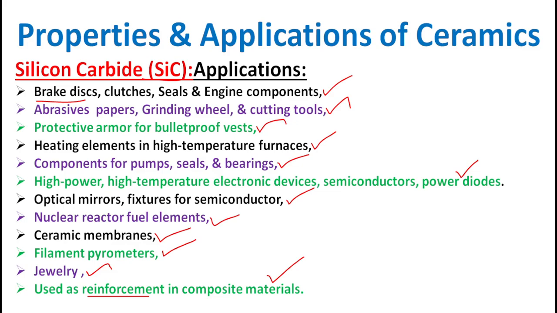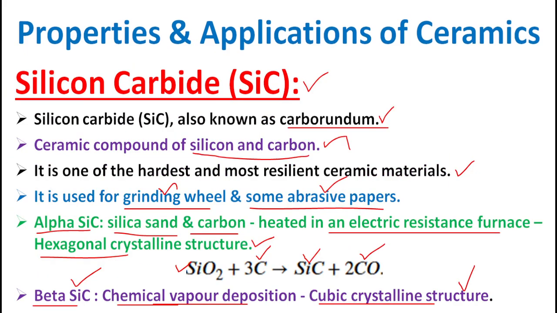So silicon carbide is also known as carborundum. It is manufactured from silicon and carbon. There are alpha SiC and beta SiC. Alpha SiC is manufactured from silica sand and carbon, and beta SiC is manufactured by chemical vapor deposition.